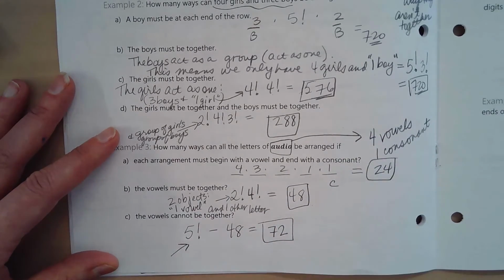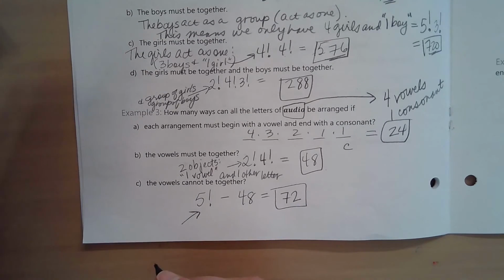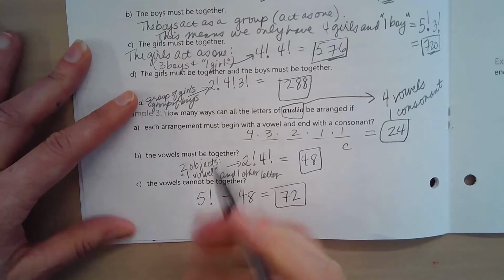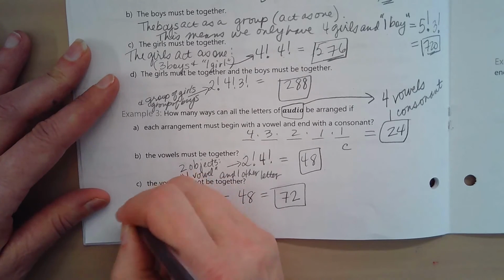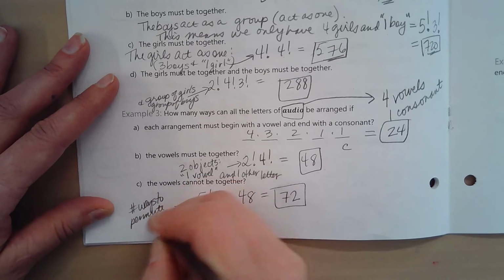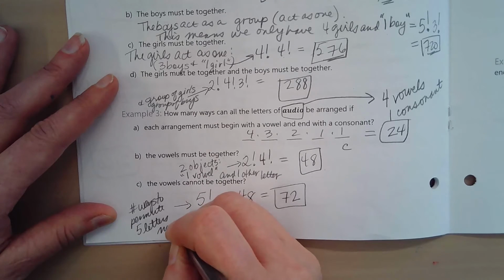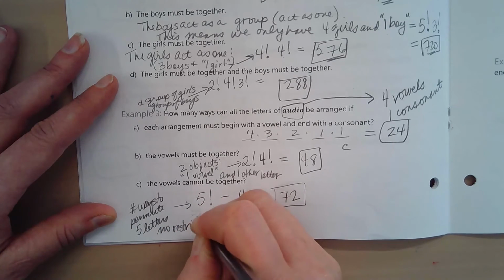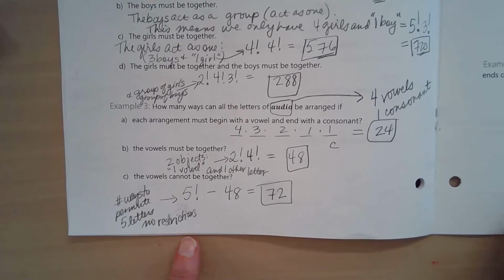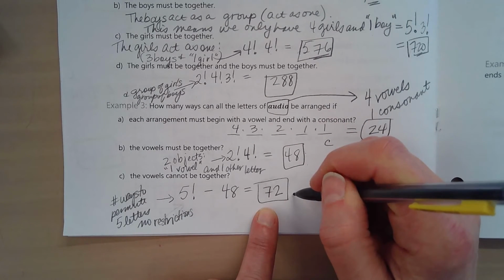Okay, so what does the 5 factorial represent? The number of permutations of 5 letters, no restrictions, right? So we do our number of ways to permute the 5 letters with no restrictions, which would be 120. Take away the number of ways they have to be together, and that should leave the number of ways that they can't be together.